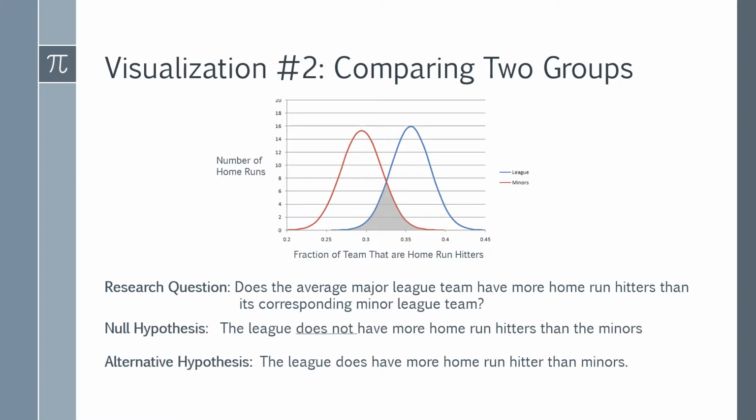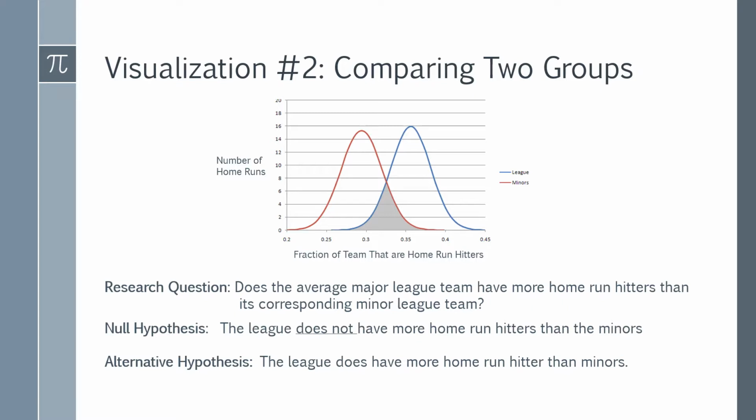Visualization number 2. Here we are comparing two groups, the Major League and Minors team, using two bell-shaped curves representing each team. Looking at the chart, it shows for y-axis the number of home runs and x-axis shows the fraction of teams that are home run hitters. As a reminder, the mean is the highest point of the bell-shaped curve.